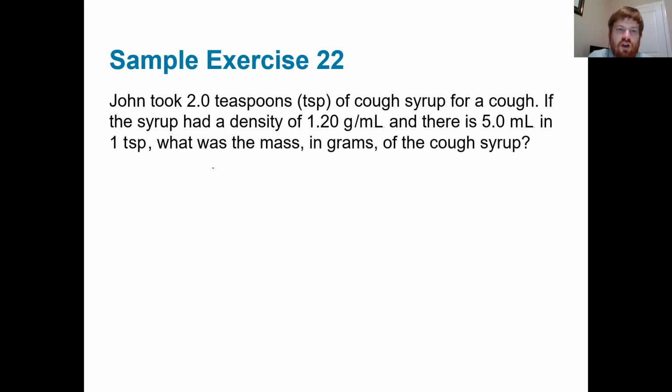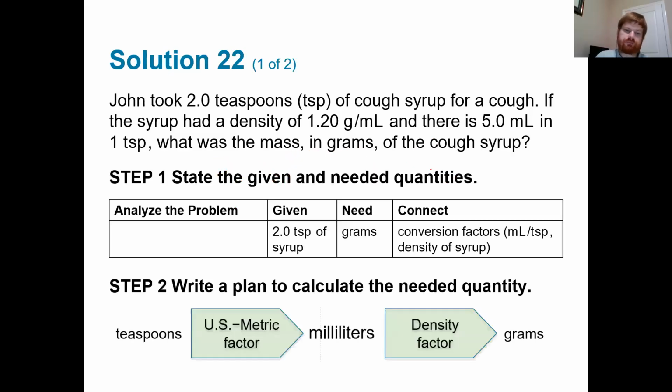Okay, so let's go ahead and take a look here. We know that we're starting from 2.0 teaspoons, and we need to convert this to grams. Now, we don't know how to get directly from teaspoons to grams because we're not given that density. However, we are given the density in terms of grams per milliliter. So if we can convert from teaspoons to milliliters, which sure enough we can, using a US metric conversion, and then we can get from milliliters to grams using the density. So that's how we're going to figure this one out.